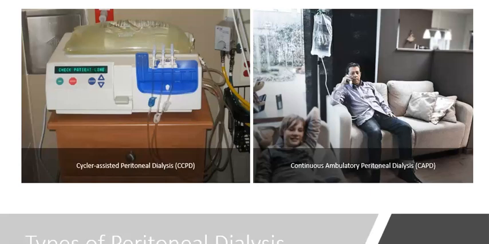You will connect your catheter to tubes going to a machine called a cycler. The machine does your exchange for you. It will fill your abdomen with dialysate, wait for the correct dwell time, and then drain. The machine will refill your abdomen with clean dialysate and begin the procedure again. In most cases, the cycler will do 3 to 5 exchanges overnight. This usually takes about 9 hours.